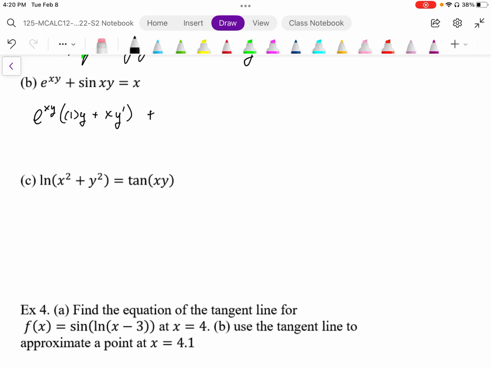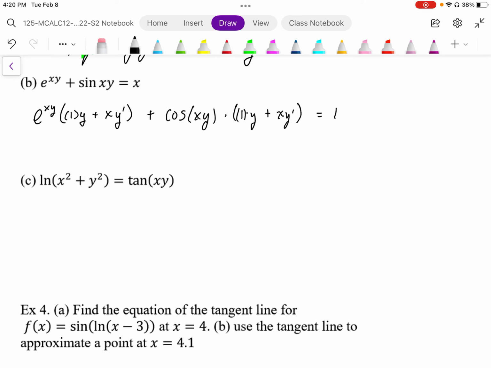Plus, I'm going to differentiate the outside function, sine. So sine becomes cos xy. But because there's an xy embedded, I need to apply chain rule again. So I get 1 times y plus x times y prime. Okay, so it's going to look exactly the same as the first one. Okay, this first chain piece. And that's equal to the derivative of x is 1.